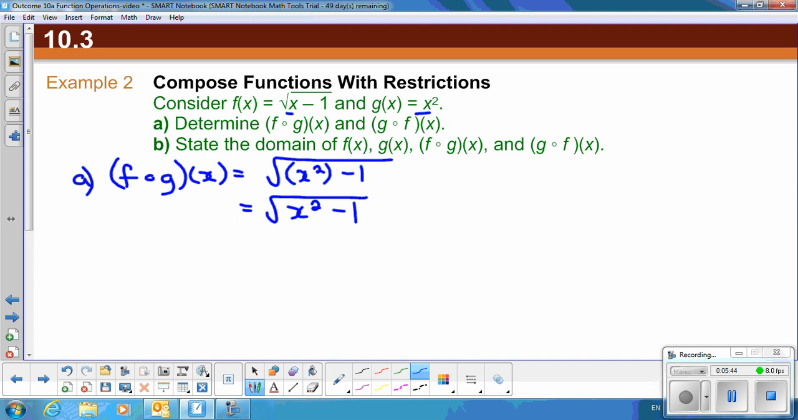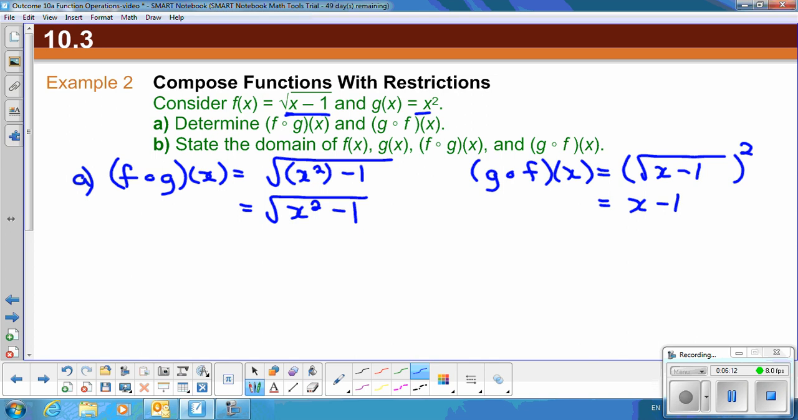The other part of part A is to do it the other way around, and so we're going to do g of f of x. So in this one, we want to take our f of x and substitute it in to g of x. So g of x is x squared, but that x is now the square root of x minus 1. When we square a square root, we just end up with what's underneath it, and so g of f of x is just x minus 1.